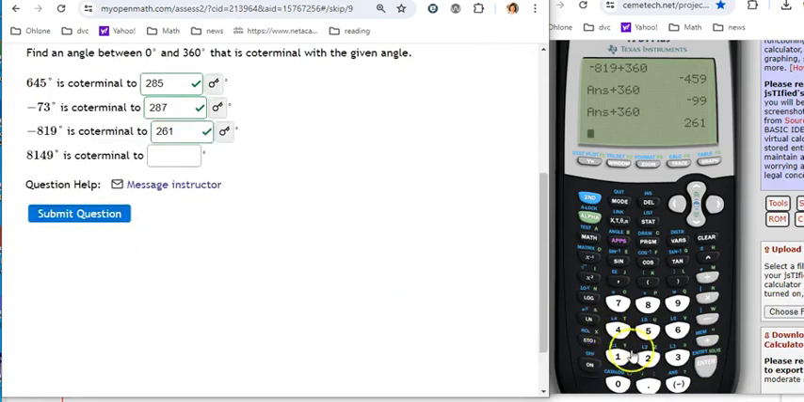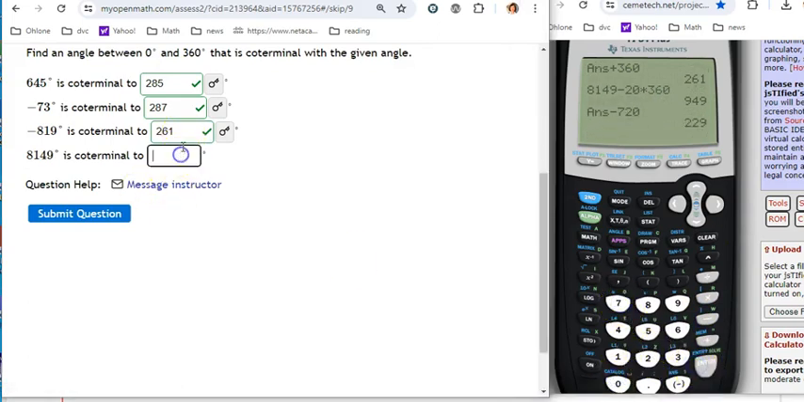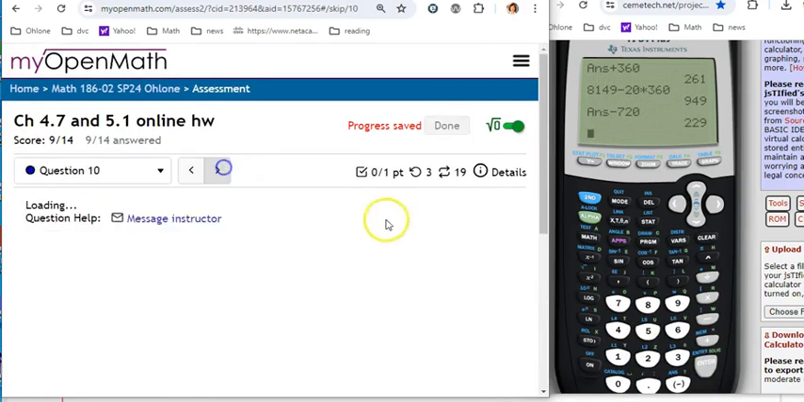Then 8149. I will need to subtract a lot of 360. So maybe I'll subtract 20 times 360, because if you do it yourself, 20 times 360 is 7200. And then I need to subtract maybe 720 more. Right, so 229. Subtract a multiple of 360.